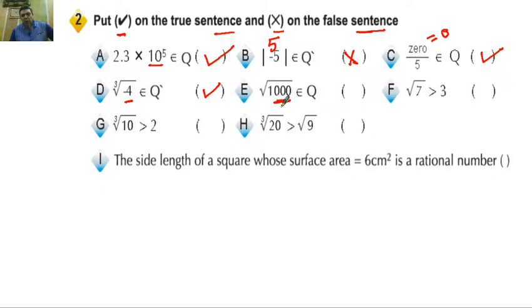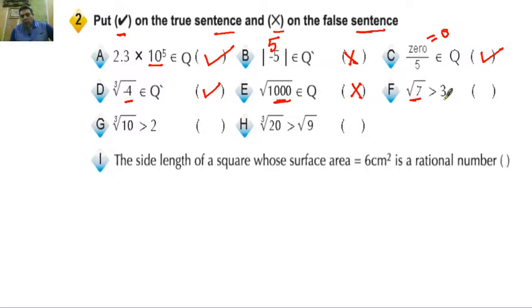Square root of 1000. 1000 is not a perfect square, because no number multiplied by itself two times equals 1000. So square root of 1000 belonging to Q is wrong; it belongs to Q dash.